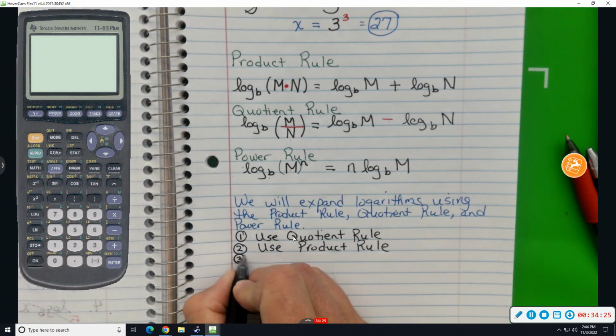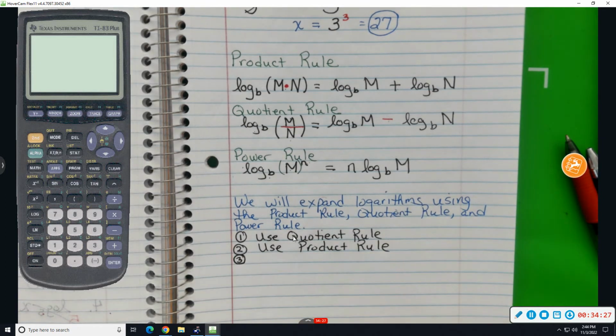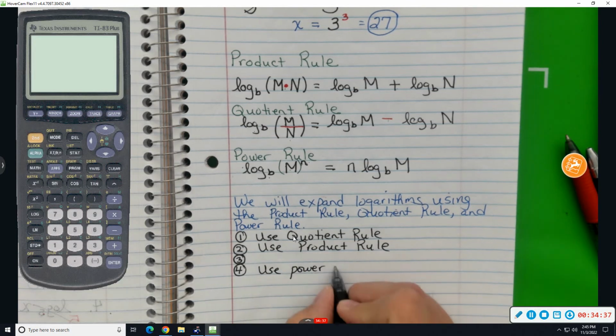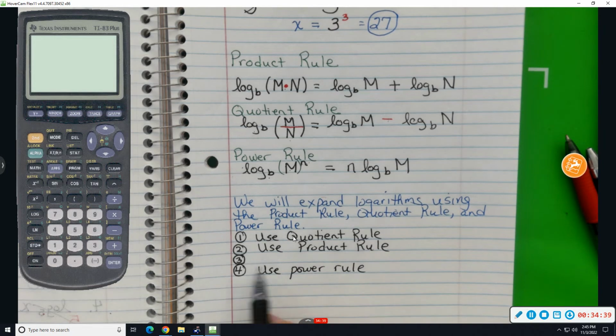The third step, I'm going to wait and see if y'all can figure it out when we get to that step. Use the power rule. That's the fourth step. And I'll come back over here and fill in the third step in a moment. Okay? I'm going to go through this stuff showing steps step by step by step.